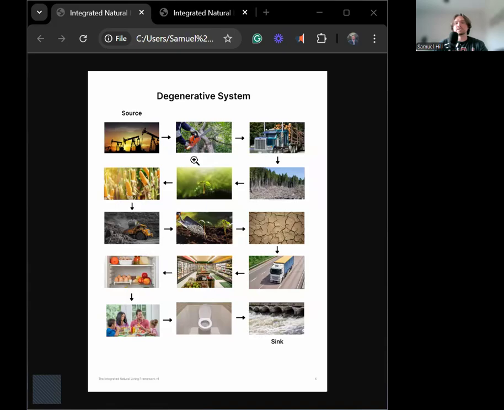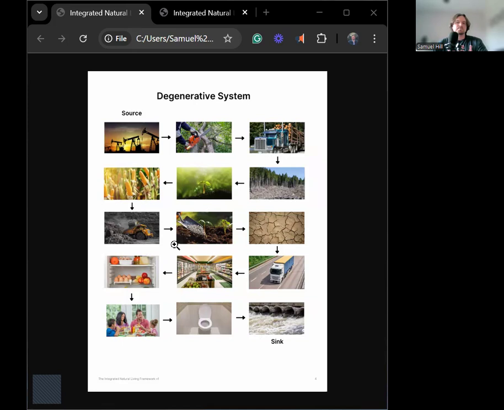So, I'm going to share my screen. And this is just a little diagram of exactly how this system works. This is our current degenerative system that we live in. So, in terms of agriculture, and this is really only one of the systems that we use. This doesn't have to do with education or energy or anything else. This has to do with agriculture itself.